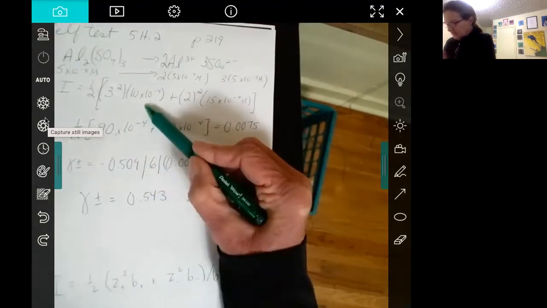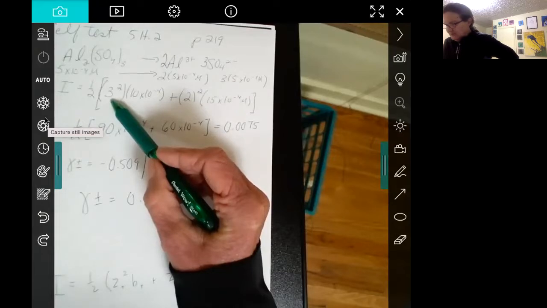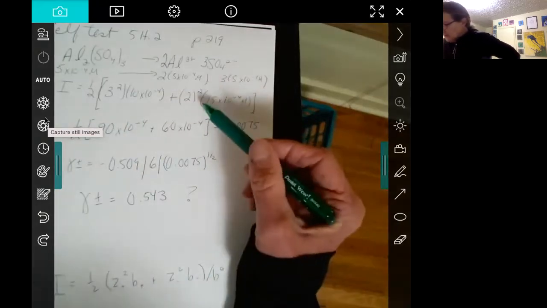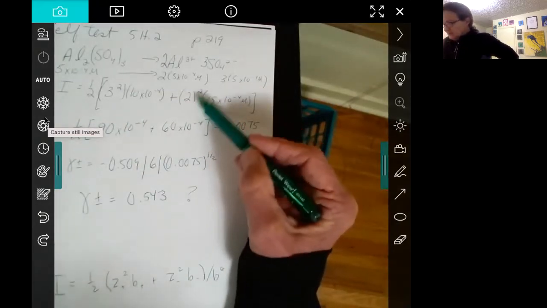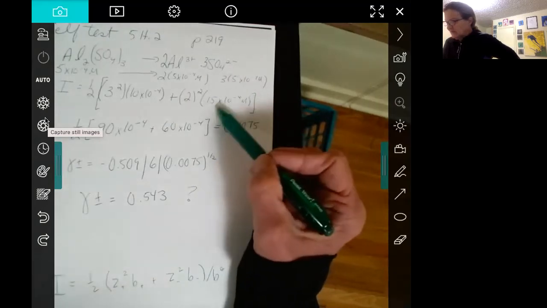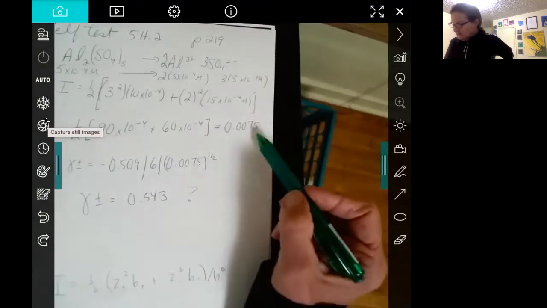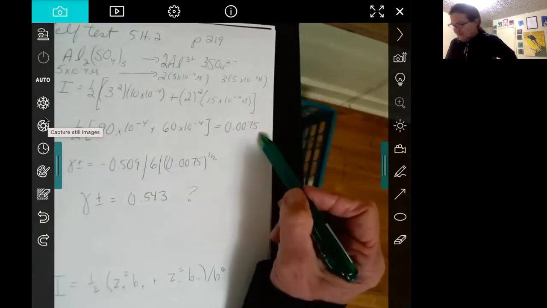So this is the concentration of the aluminum. This is the charge on the aluminum. So 3 squared plus sulfate is 2 squared, and then it's 3 of those. So it's 3 times 5, 15 times 10 to the minus 4. So our ionic strength is 0.0075.